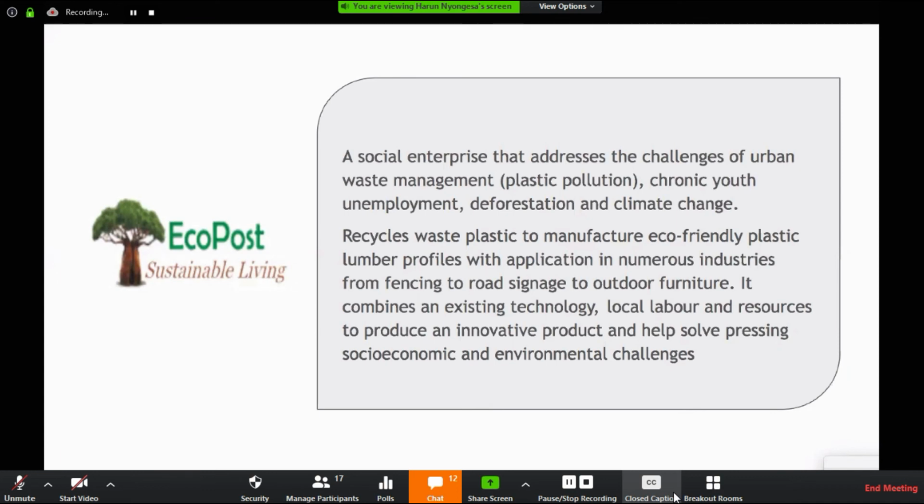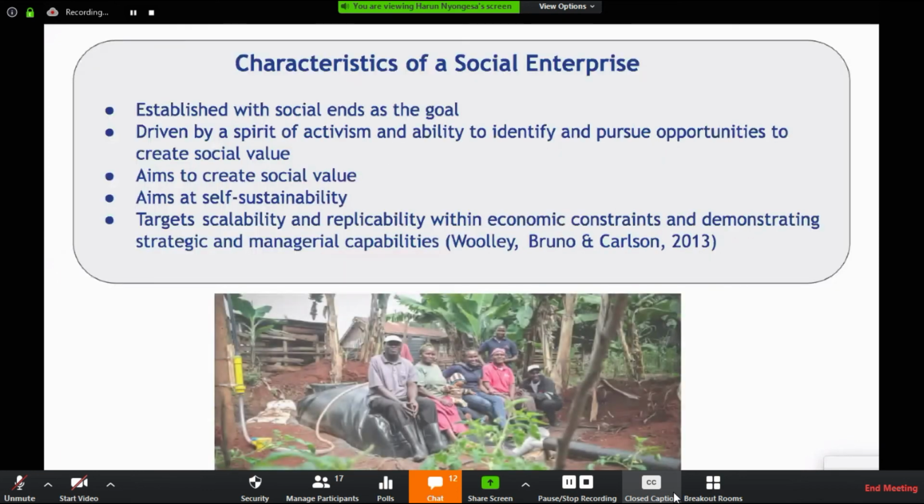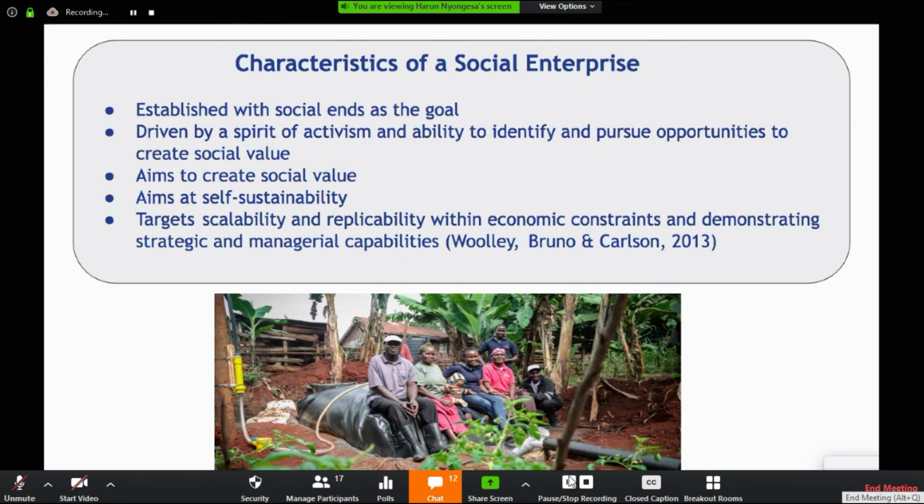Let's go on to the next one. Yeah, characteristics of a social enterprise. So what makes a social enterprise a social enterprise? So one, it is established with social ends as the goal, not commercial ends. Secondly, it is driven by a spirit of activism, wanting to make a change in the society, and the ability to identify and pursue opportunities to create social value.